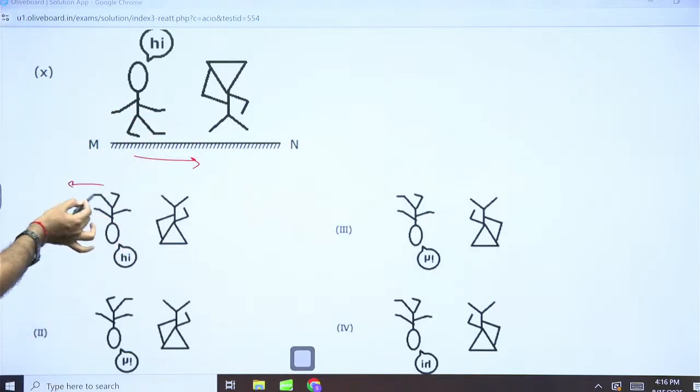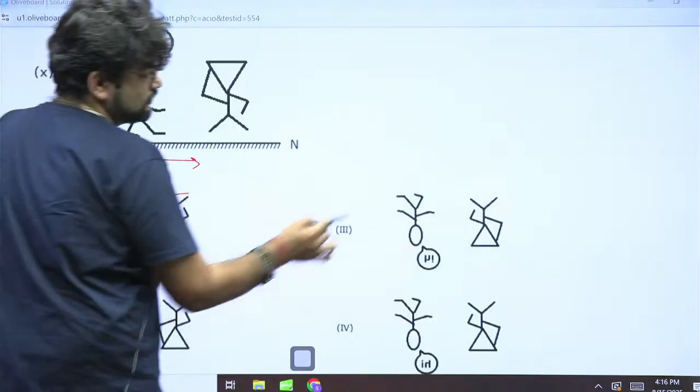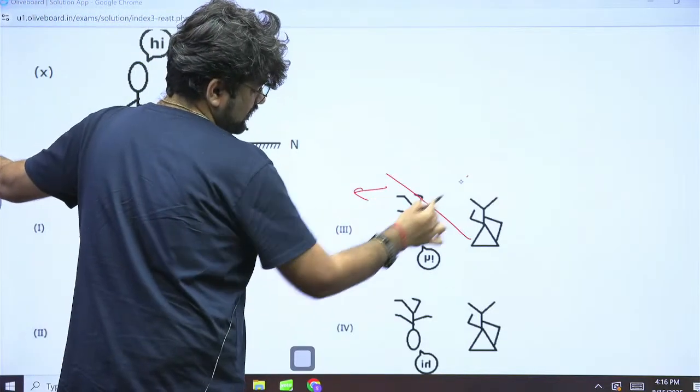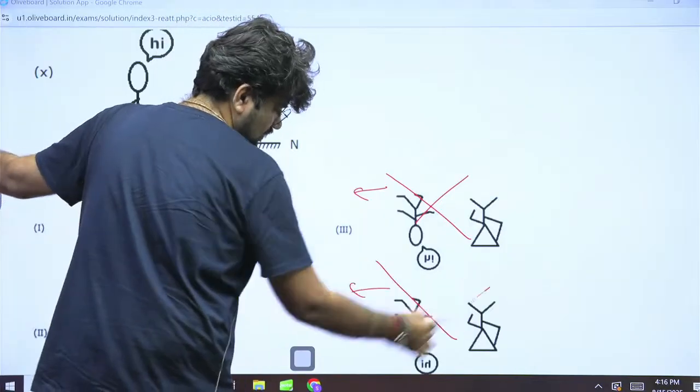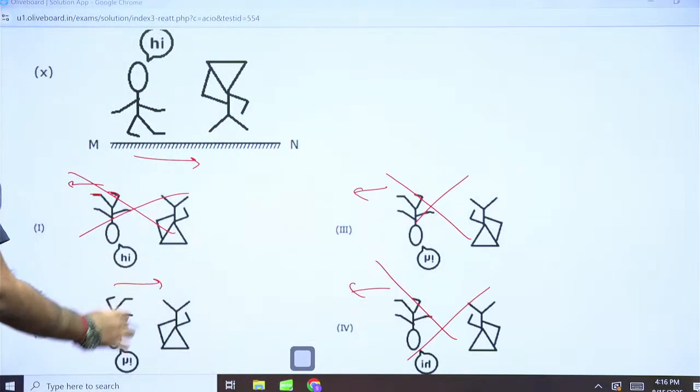This person now the legs are pointed here. He is walking in this direction. Not possible, gone. This person is still walking here. Not possible, gone. This person is walking here. Not possible, gone. Only this is the case where despite taking the water image, he is walking in the same direction. So option 2 becomes your correct answer.